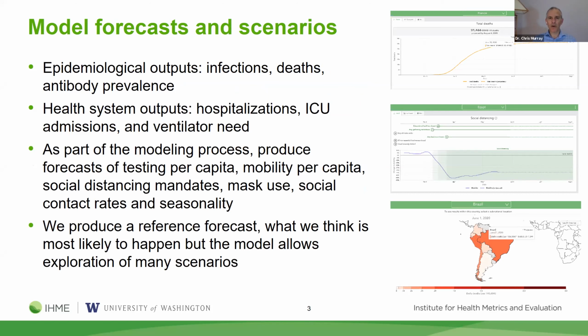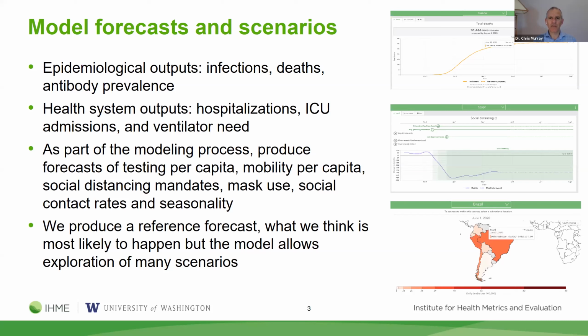And then as part of this rather complicated effort to try to get a handle on what's happening to the drivers of the epidemic, we are constantly looking at the data on testing, mobility, social distancing mandates, mask use, social contact rates, self-reported rates, and seasonality. More on seasonality, because that's going to turn out to be a very big issue.